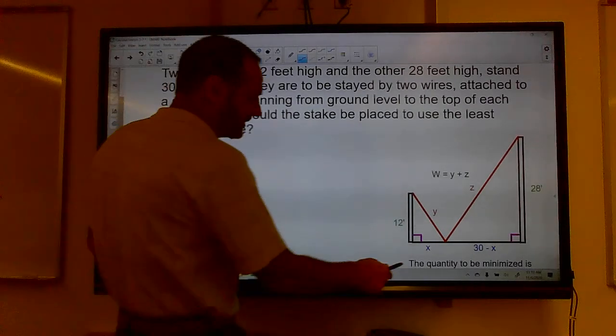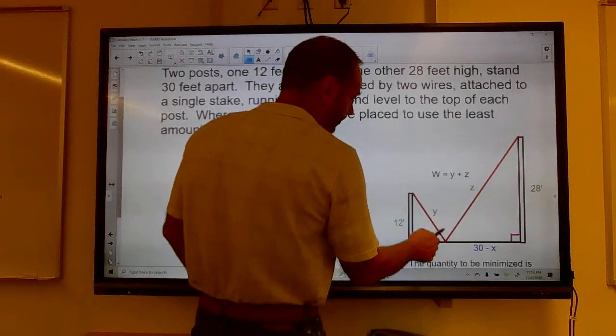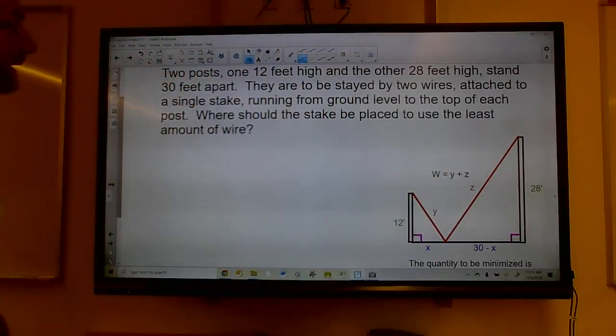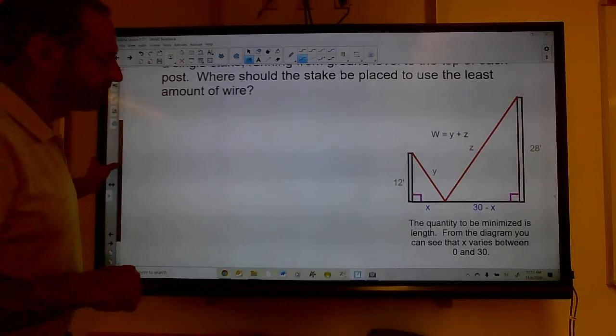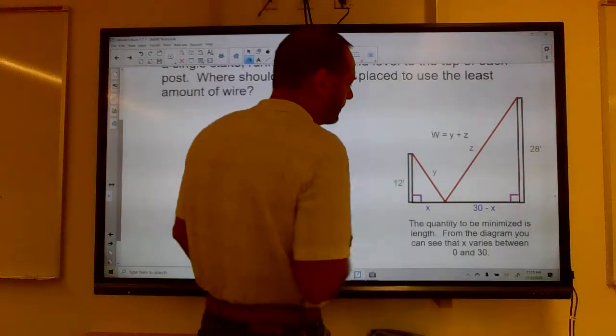So there's going to be a single stake somewhere in the middle here that I'm going to attach guide wires to, to the top of those posts. And the question is, where should the stake be placed to use the least amount of wire? So I've gone ahead and drawn a picture. It's going to be somewhere between these two.